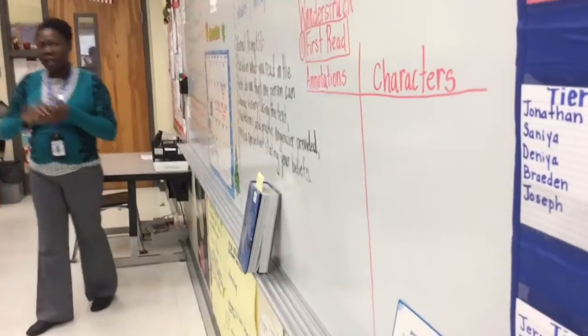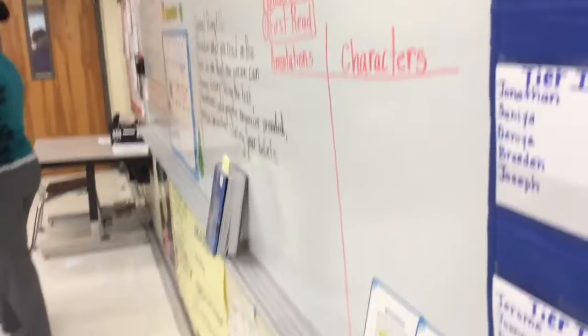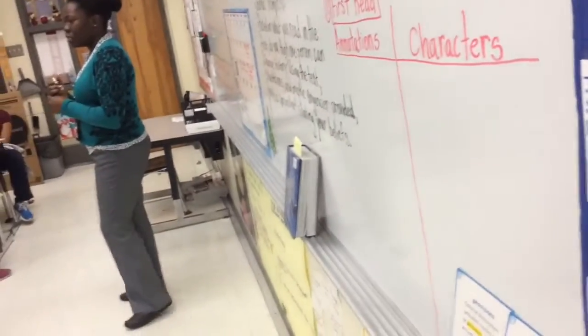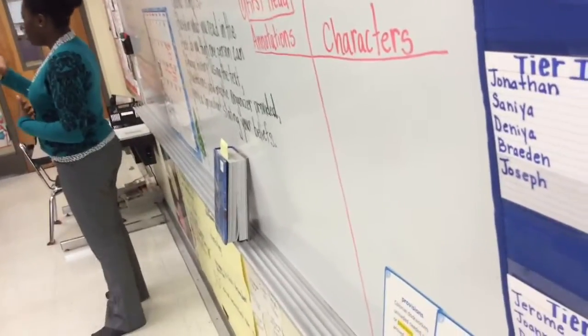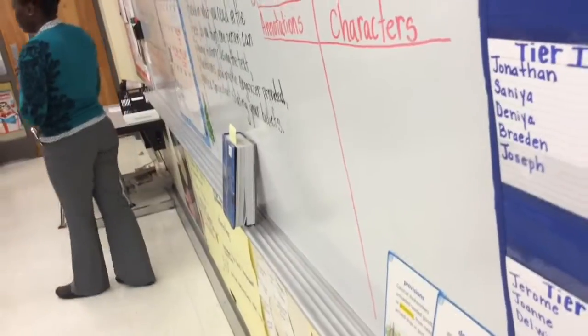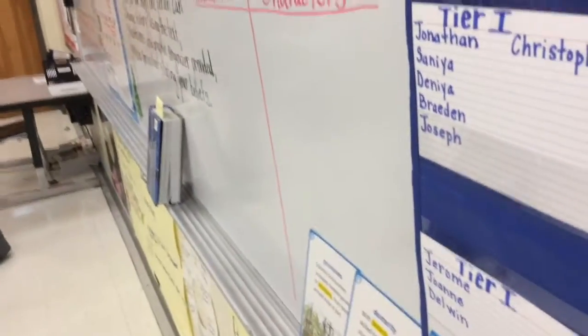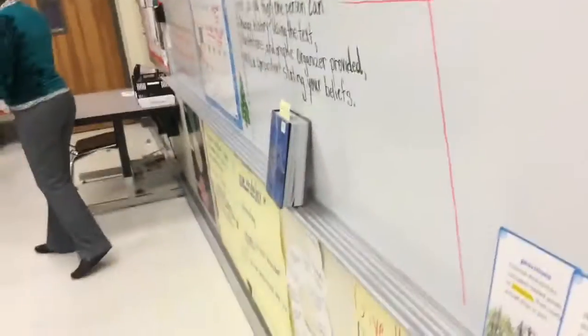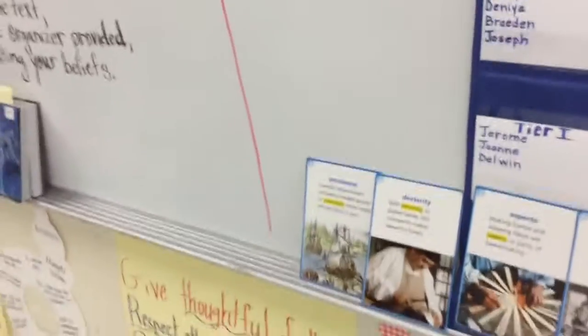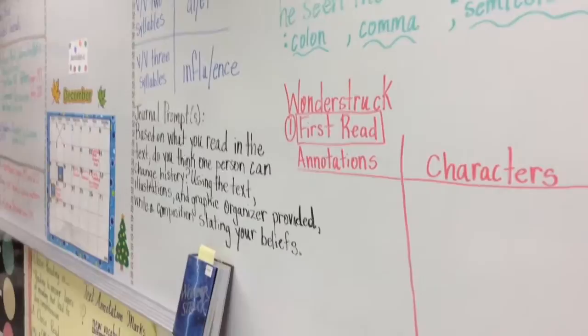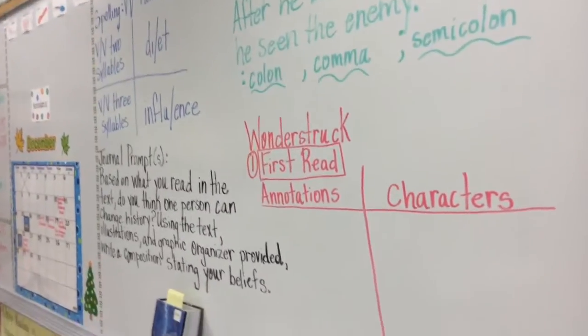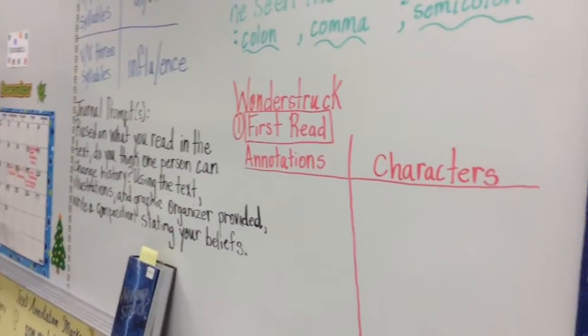And the first time we read, the purpose of that is what? What's the purpose of that first read? What are we trying to do? We read it for fun. Read it for fun. You try to get a better understanding of it? The first time, we actually read it for fun. It's for our joy. Get a better understanding. So today, we just wanted to read it for enjoyment and look at some annotations and some characters.